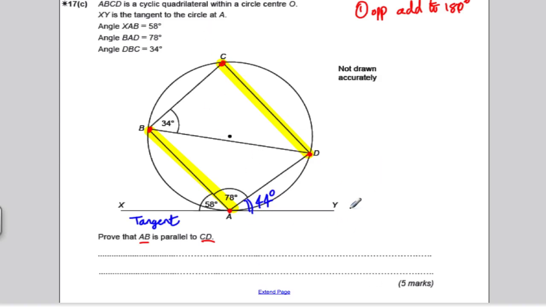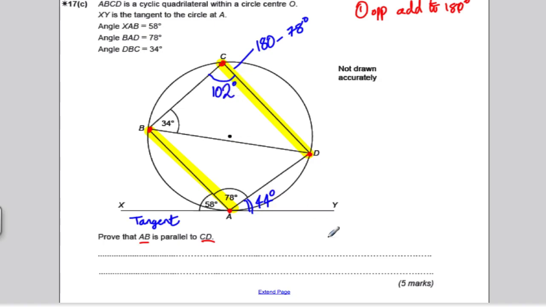The next thing I'd probably go for, the next easiest, is you know that opposite angles in a cyclic quadrilateral add to 180. So this angle here must be equal to 180 subtract the 78, which is opposite it. Okay, so that's another easy source of marks. And that would make that 102.